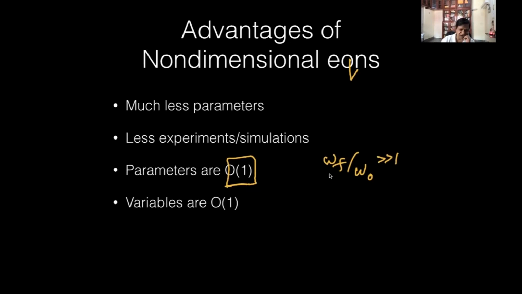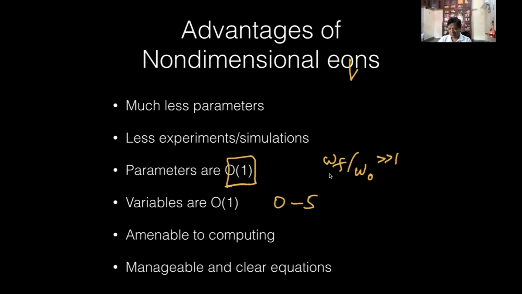Now, variables are order 1. So my x prime, r prime, will go from 0 to 5, but it won't go from 0 to 5 million. Okay? So that's an advantage. Or 0 to 5 Angstrom. It's not that. And the equations are nice. So computers like these equations. Also, I think as a human being, we should want simple equations to solve. Okay? So that's an advantage. And it is a manageable and clear equation. So even for mathematical analysis, these are good things.